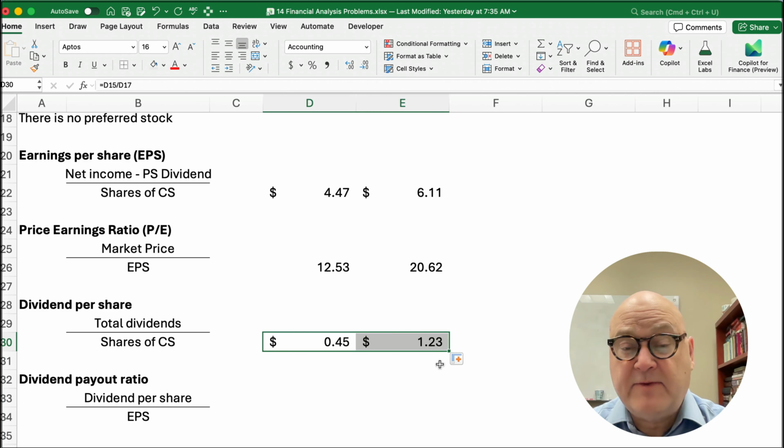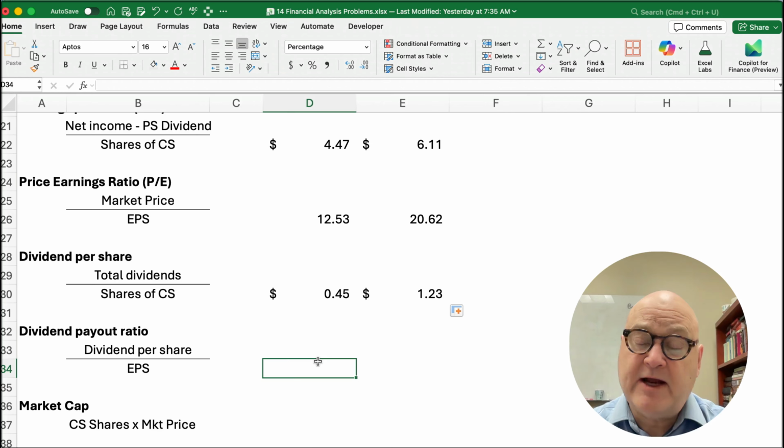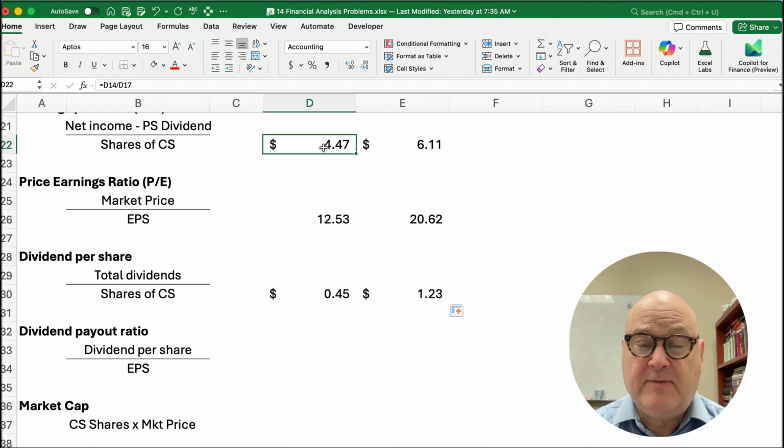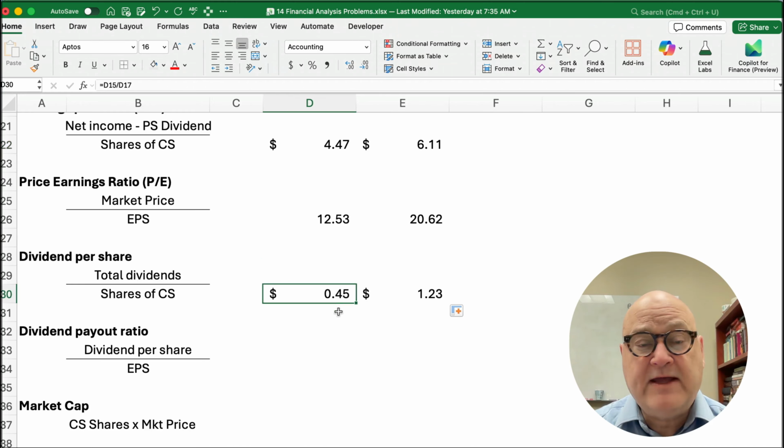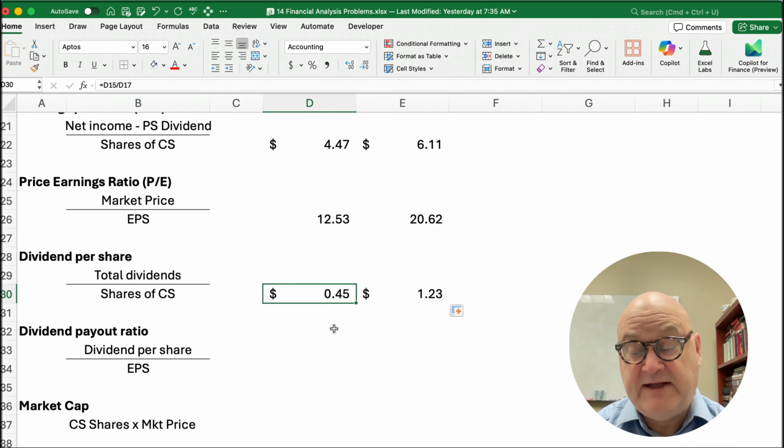What did the other company do? They did $1.23 for the year, so one is paying a little bit more in dividends per share. Now, what about the dividend payout ratio? We care about this. Echo Company has earned $4.47, and they're paying out as a dividend 45 cents. So it looks like they're paying about 10% of their earnings as dividends.